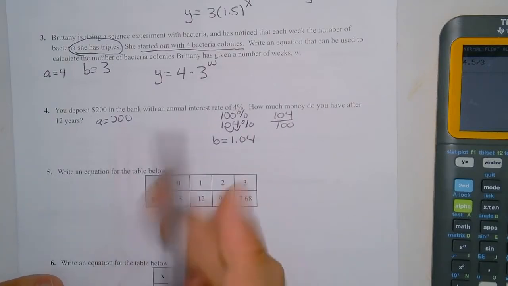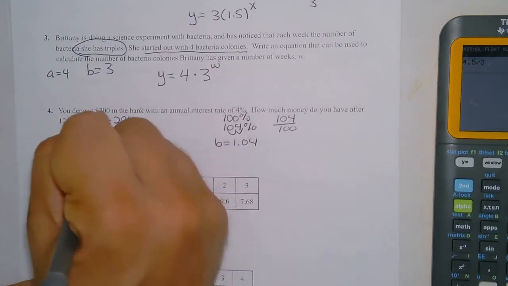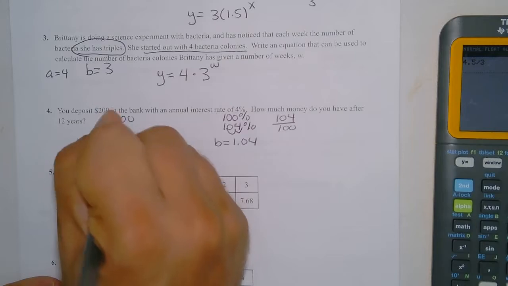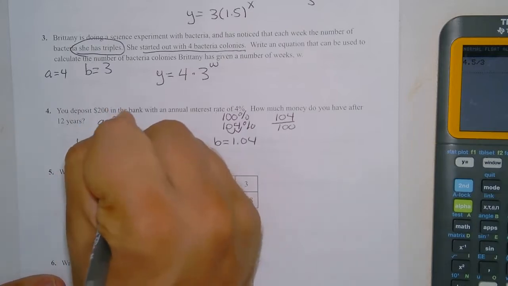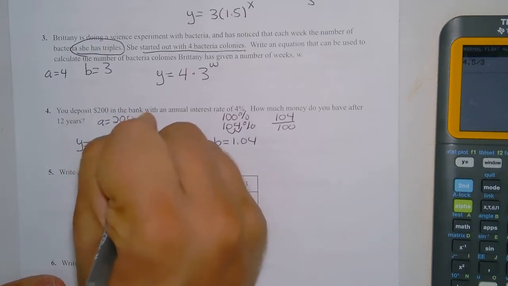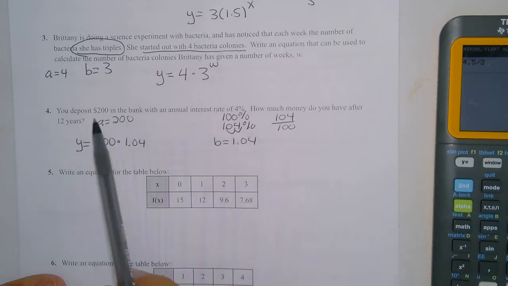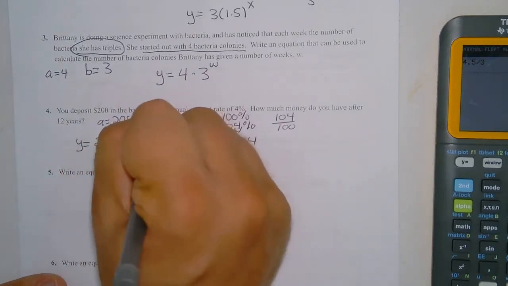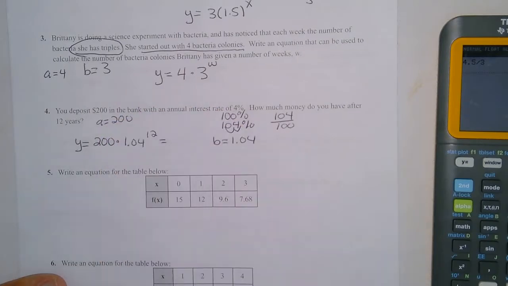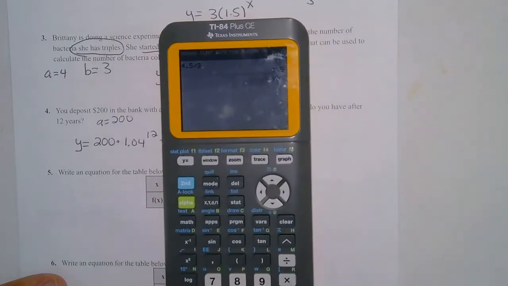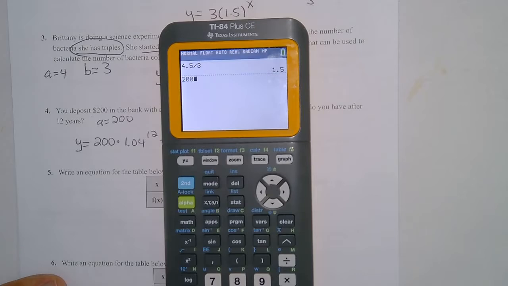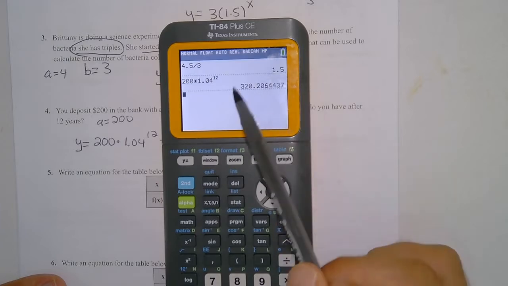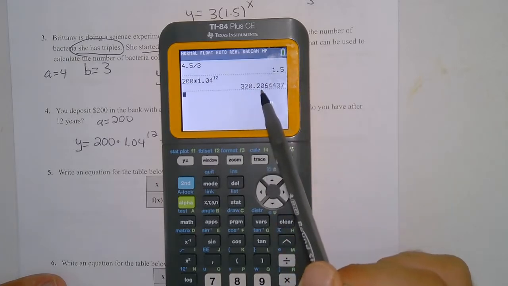So in order to make our function, we would go y equals 200 times 1.04 to the x. But in this case, we're trying to find how much money is going to be there after 12 years, so I'm going to put it to the 12th. Then you plug that in and go 200 times 1.04 to the 12th. So that's going to be 320.21.